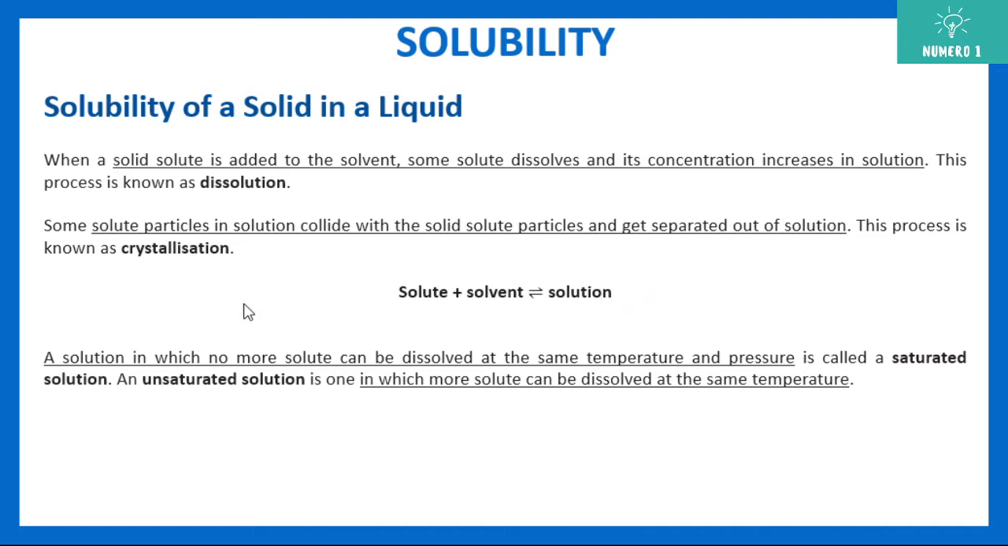Now one thing that you should focus on here is the saturated solution. A saturated solution is the solution in which no more solute can be dissolved at the same temperature and pressure. If you keep constant temperature and pressure and you cannot dissolve more solute, then you call the solution a saturated solution. And if you are able to dissolve more solute at the same temperature and pressure, then it is called an unsaturated solution.